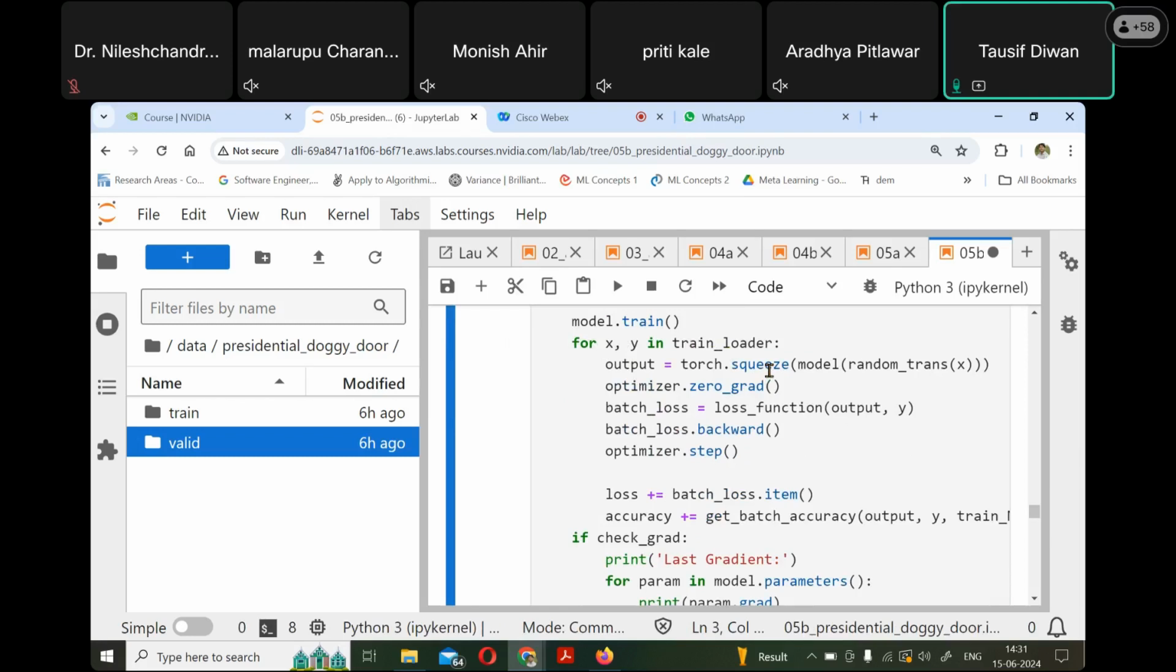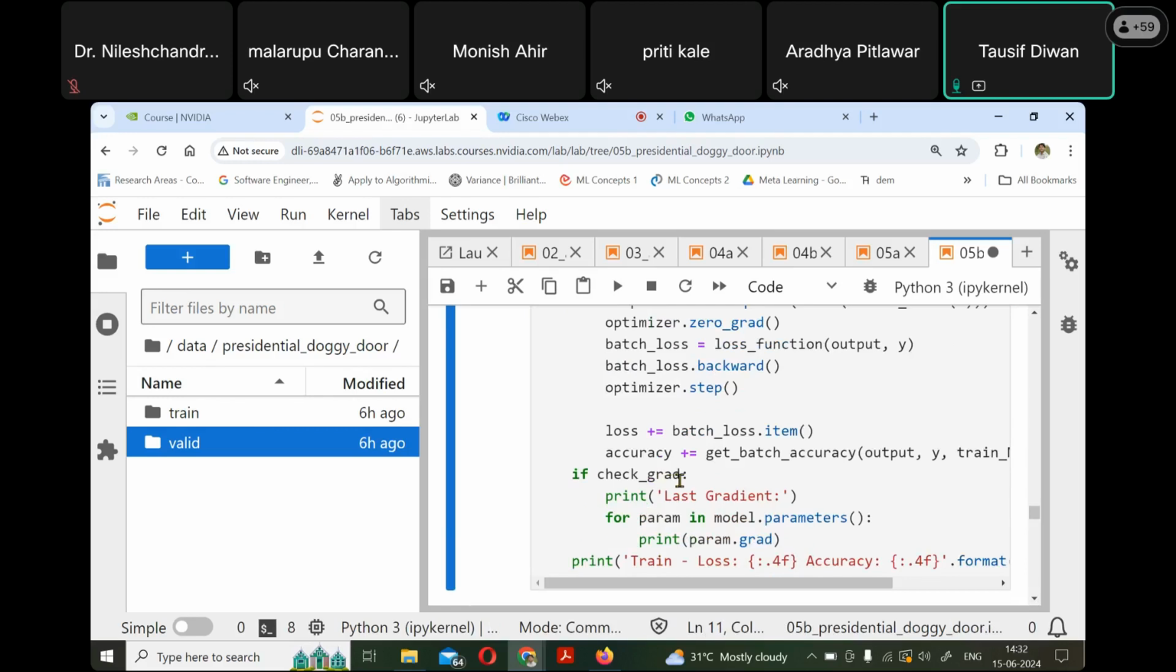First of all, we are doing squeeze, and then we are passing the augmented input. Random trans is the result of performing augmentation, and then we pass it to the model. Then there is optimizer initialization, the loss function, gradient calculation and parameter update. Here we need to check: if check gradient is equal to true, then we will see the last gradient, and if check gradient is equal to false, then we simply come over here and print the final loss and final accuracy.